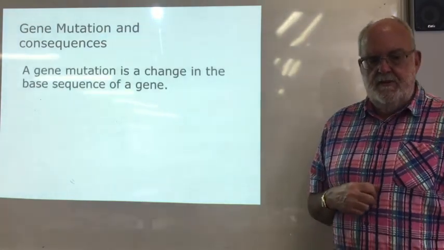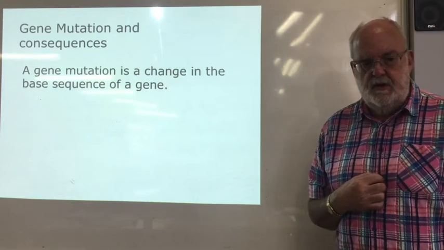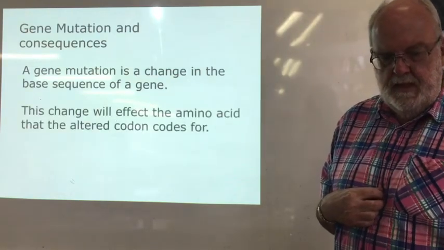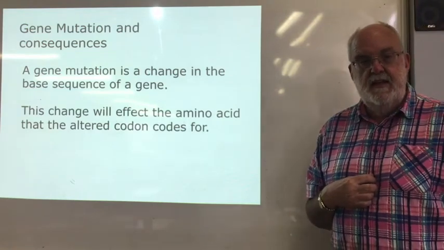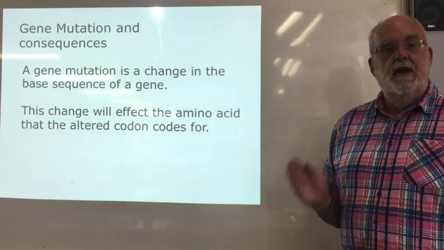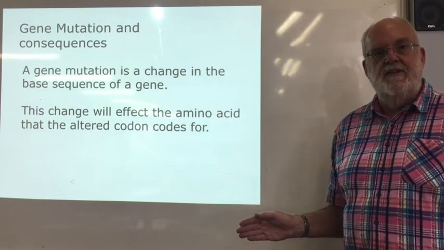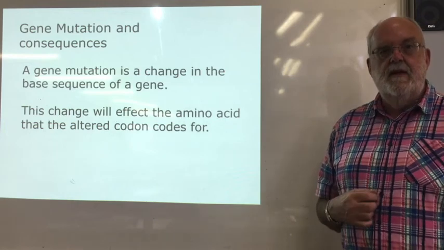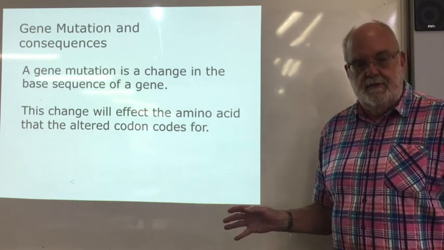So a gene mutation is a change in the base sequence of a gene. And of course, if you change the sequence of bases in the gene, you're going to change the sequence of amino acids in the final protein. So if there's a mistake in the gene, there's going to be a mistake in the protein at the other end of the process.